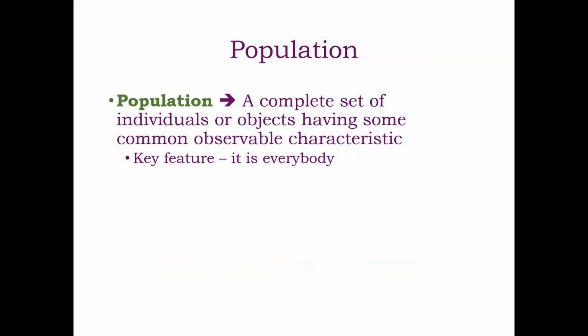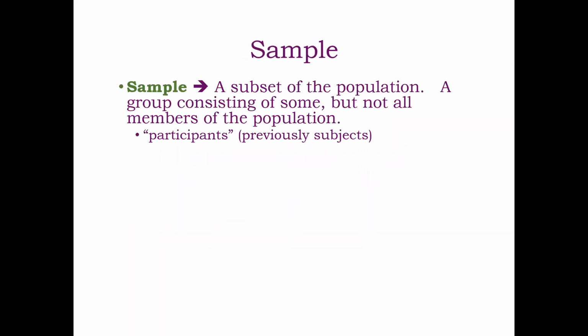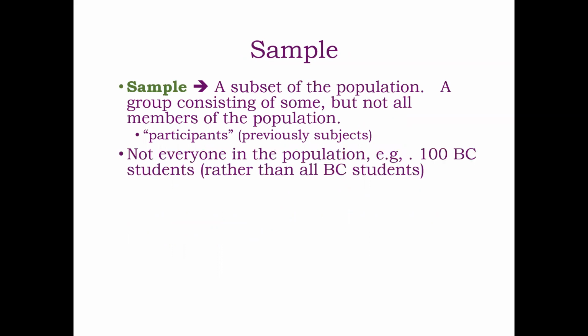So population is just a complete set of individuals or objects having some common observable characteristics. So in our example, it would be everybody who watches television, right? Could also be US college students, all of them, Cal State students, community college students, everybody living in the US, BC college students, right? BC psychology students. A sample is just a subset of the population, a group consisting of some, but not all members, again, called participants. It's not everybody. Like we could have 100 BC students rather than all Bakersfield College students.